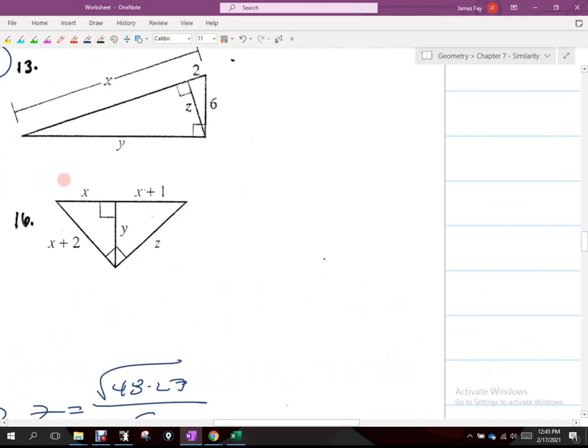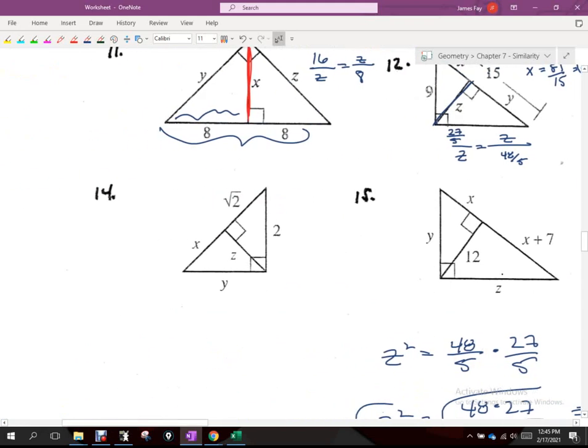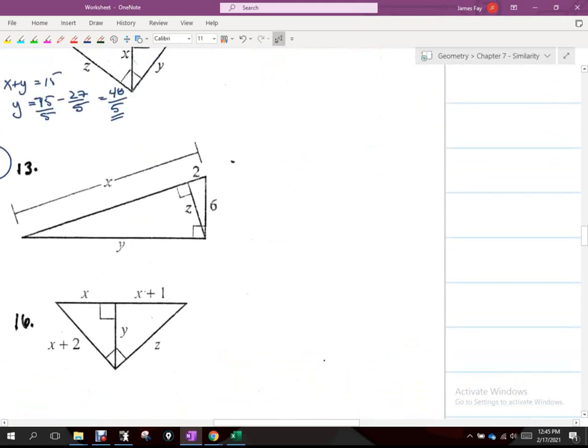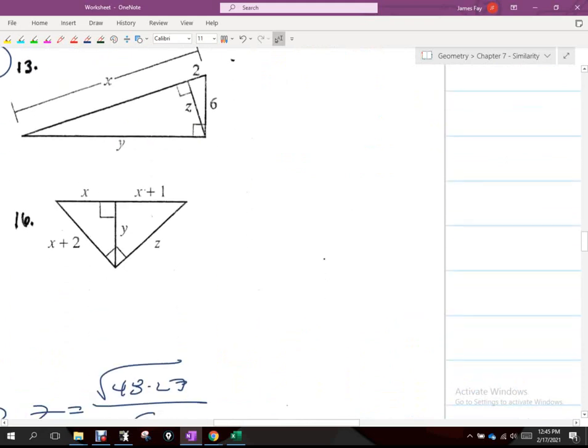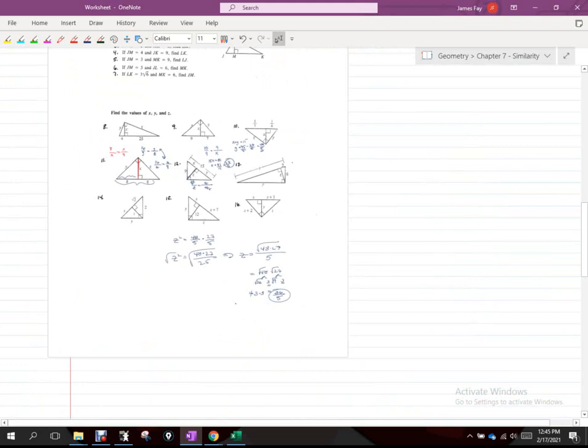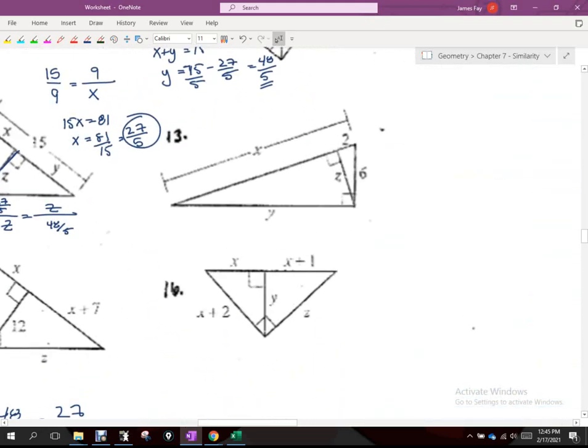If we look at 16, not 16, you want to do 13 or? Is 13 one we want to do?